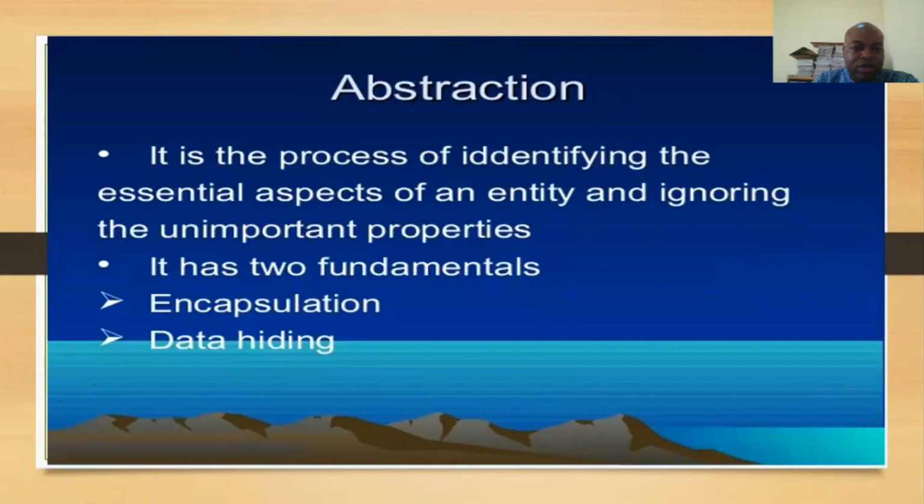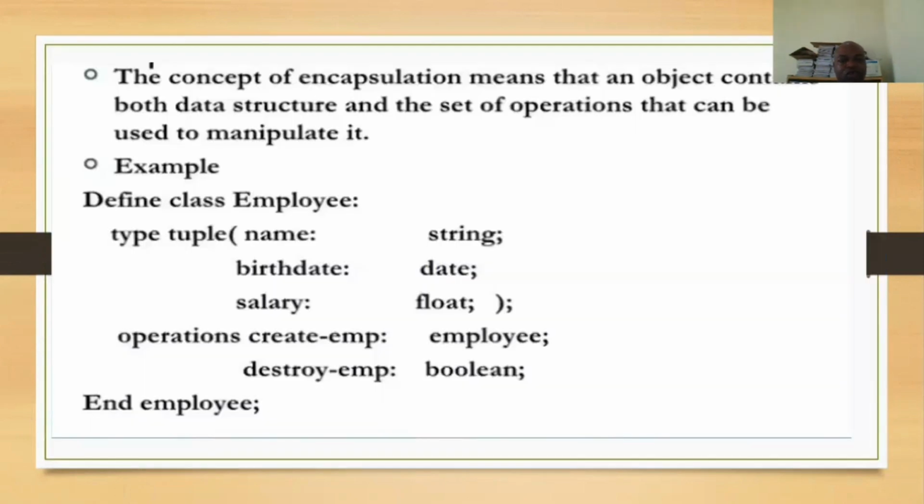So in more detail, we want to look at abstraction. What are the characteristics or features of abstraction? Number one, it is the process of identifying the essential aspects of an entity and ignoring the unimportant properties. Number two, it has two fundamentals, which are encapsulation and data hiding. These two fundamentals are actually different. Sometimes we may confuse data hiding with encapsulation, and we need to understand the difference between each of these fundamentals, so let me briefly explain.